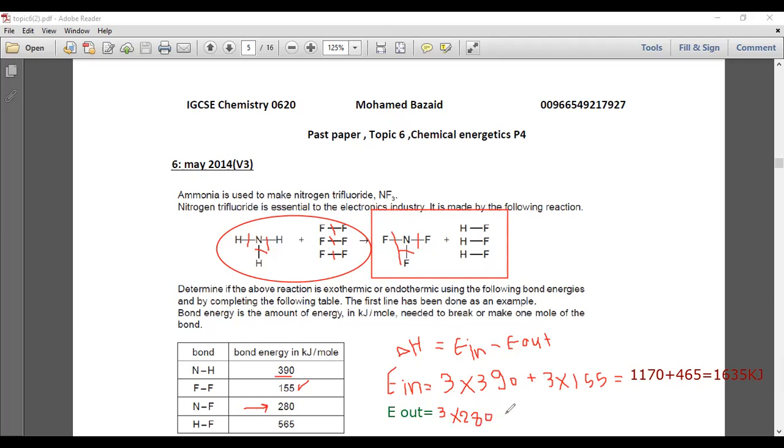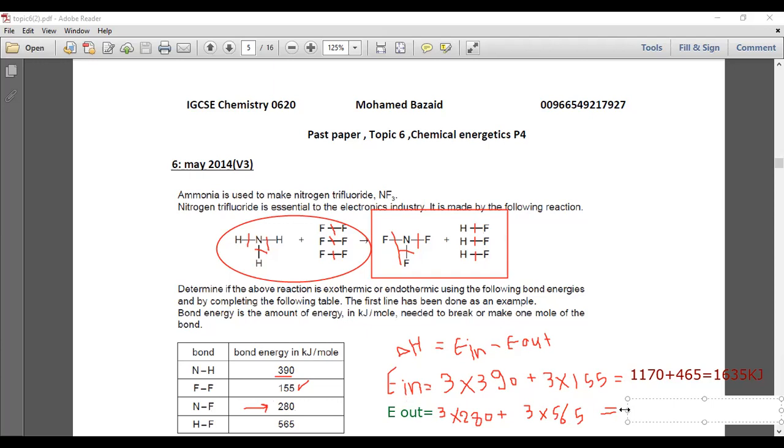280 plus H bond F. I have 3 multiply. What is the value of H bond F? 565. Again, step by step. Why? Because most of the mistakes came from calculators. So I will start to do the multiplication with the first one.